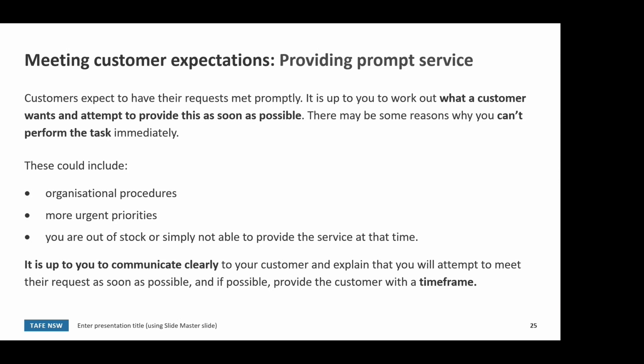We're out of stock on that. We should be getting it on Monday. Would you like to come in and get it on Monday, or would you like me to ship it to your house? What are your options? But it is up to you to communicate clearly with your customers, and if it's possible, provide them with a time frame if things aren't working out.